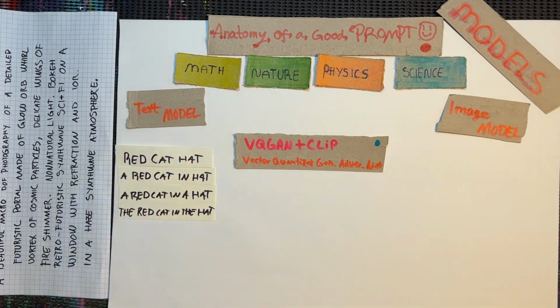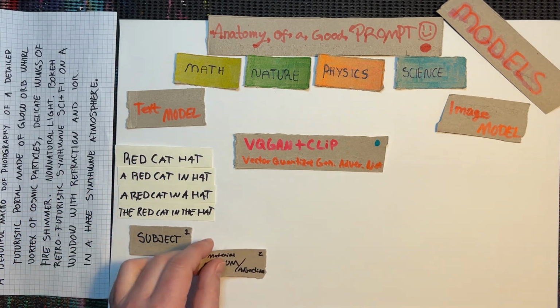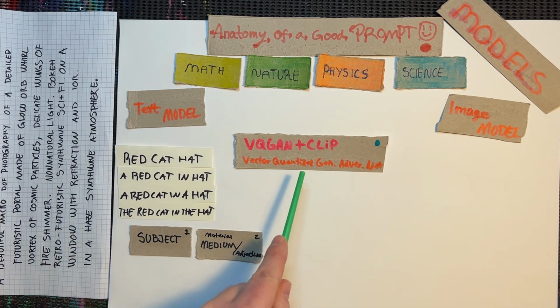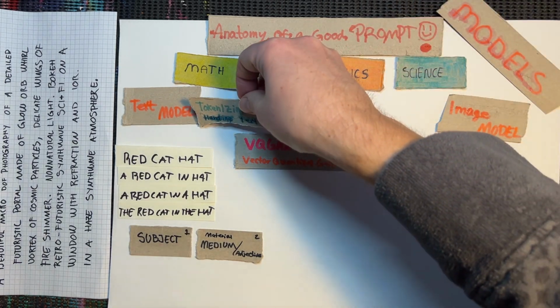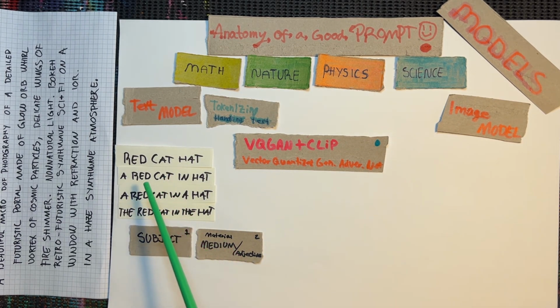So I started to analyze that you need to have a structure, and that depends on the subject. What do we want to see? The cat. Then the medium, the adjective. Red cat. Here we have a bit of a mixture that confused the VQGAN clip. You would think the tokenizing handler of text figures out that it can't be a cat red. No, the cat has to be red. So the subject is the cat and the color is the red.